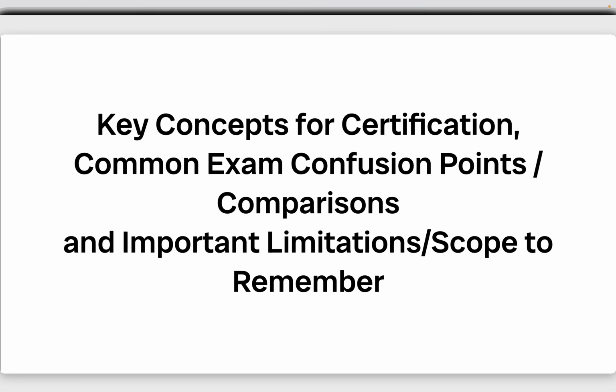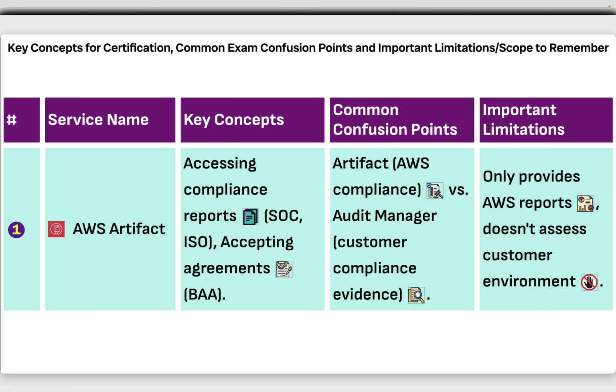Next set of parameters are key concepts for certification, some common exam confusion points and comparisons, and some important limitations and scope to remember. So the first service is AWS Artifact. Key concepts are accessing compliance reports, which can be SOC or ISO, and accepting agreements through BAA, Business Associate Addendum. The confusion can be with Artifact, which is for AWS compliance, versus Audit Manager, which is customer compliance evidence. Limitation, it only provides AWS reports, does not assess customer environment.